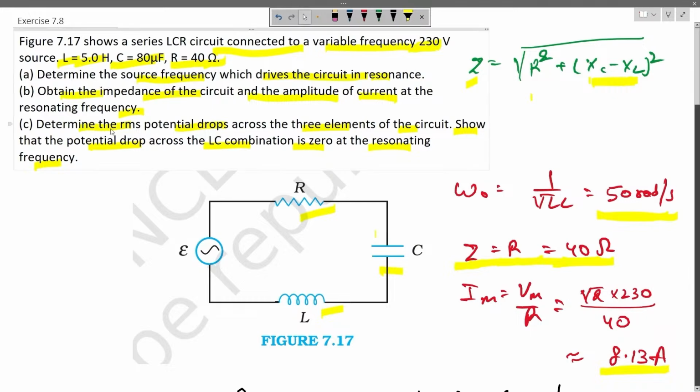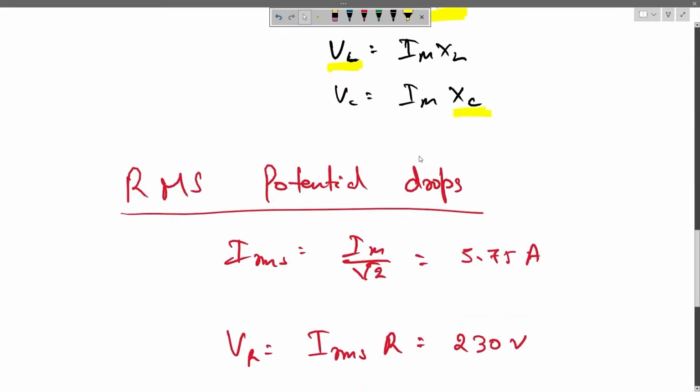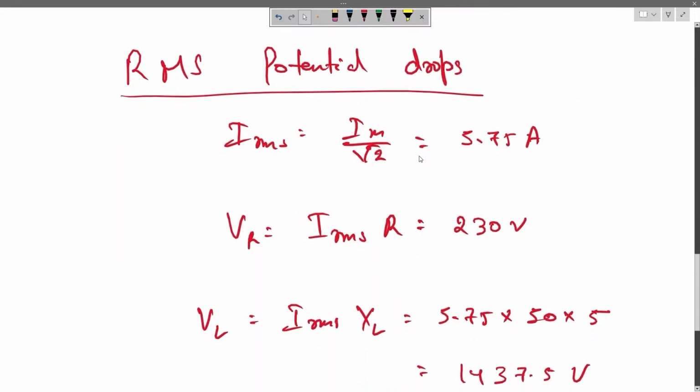Now we have to determine the RMS potential drop across the three elements of the circuit. So we have to find out IRMS for that. So IRMS is equal to peak current divided by root 2, and this will give us 5.75 ampere. So potential drop across the resistor would be equal to IRMS multiplied by R. That will give us 230 volt, because R is 40, and 40 multiplied by 5.75 will give us 230 volt.